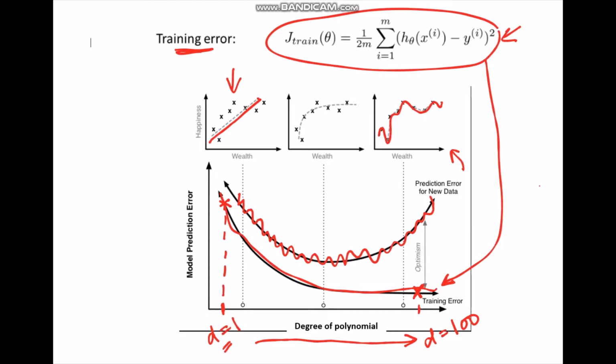So we can conclude that if the value of the degree of polynomial is higher, the value of error will be lower. And if the value of the degree of polynomial is lower, the value of the error will be higher.